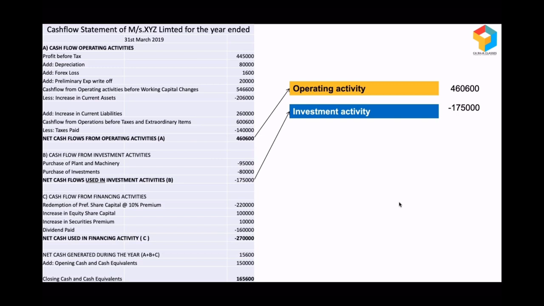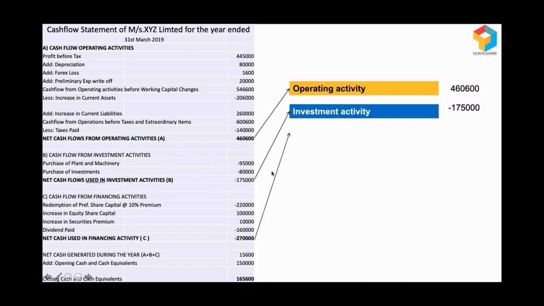Whereas investment activity negative figure means they have paid 1,75,000. Cash had gone out to the extent of 1,75,000 because they have made some investments. So some other assets have come in. So if you want to know what those assets are, you have to go back to the statement. Look, they have purchased plant and machinery. They have purchased some investments.